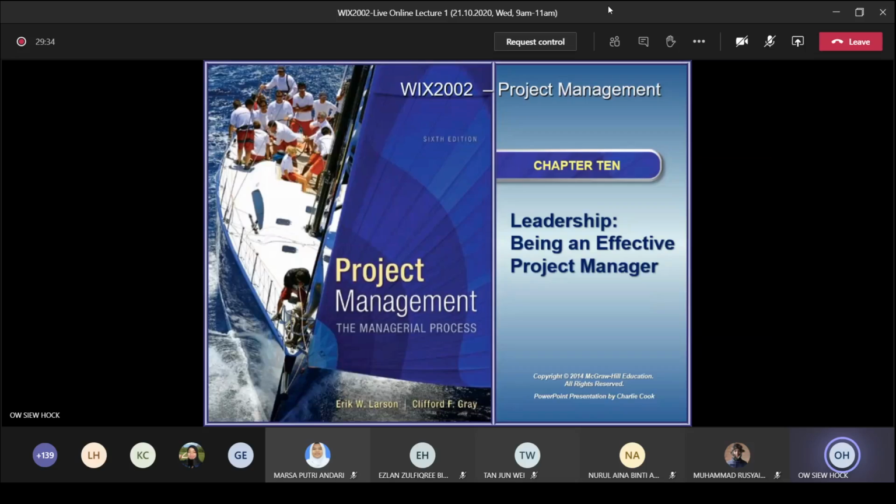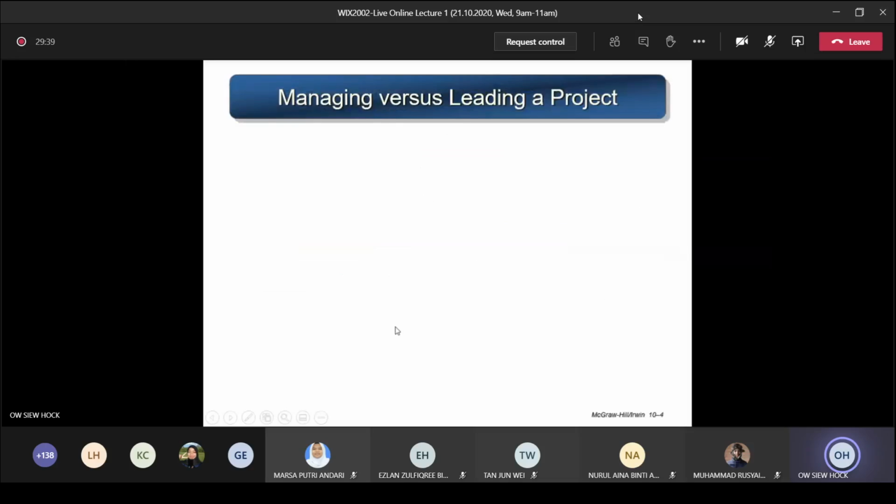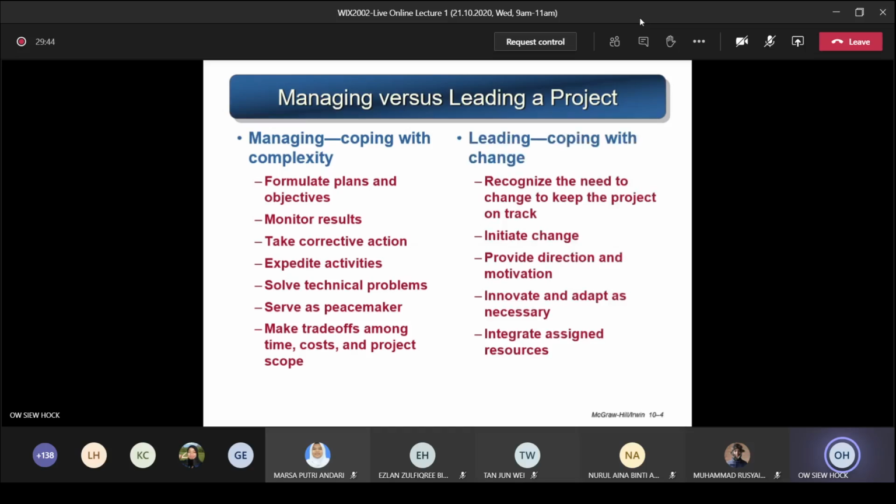This is where we are here. You need to know two terms. The first term is managing and the second term is leading. So what are the differences if you are a project manager or a project leader? Managing means coping with complexity. Leading means you cope with change. If you are managing, you have to formulate plans and objectives, monitor results, take corrective action, expedite activities, solve technical problems, and serve as peacemaker.